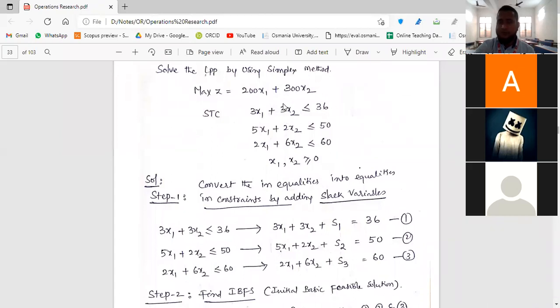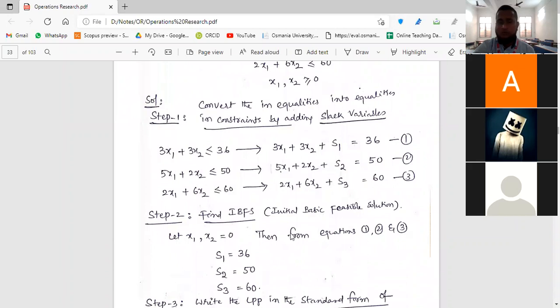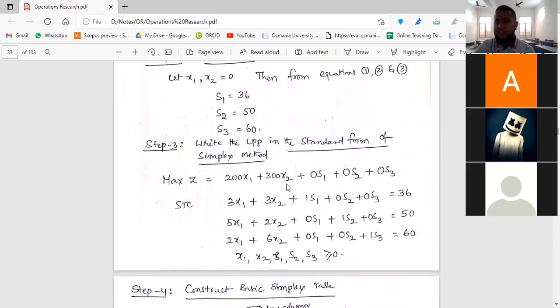We are adding something, whatever we do, but the problem shape should not change. You cannot change the problem in between. So you are writing the given problem once again in the standard form. So the same 200x1 plus 300x2 I have written, but I have added a few elements: plus 0S1 plus 0S2 plus 0S3. Why are we adding this? Can anyone tell? Those students who are online, who are attending the classes in the offline mode, anyone please explain why we have added this?